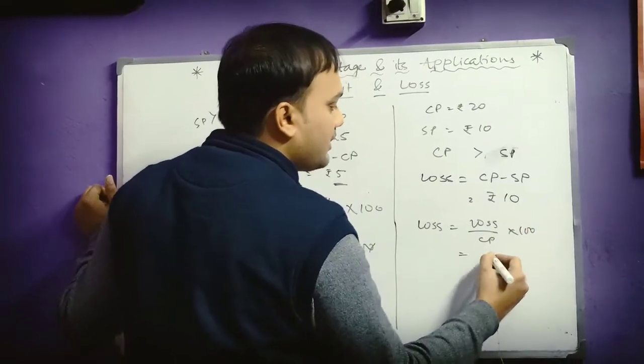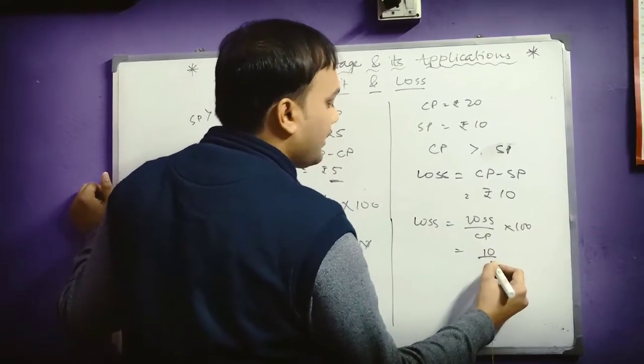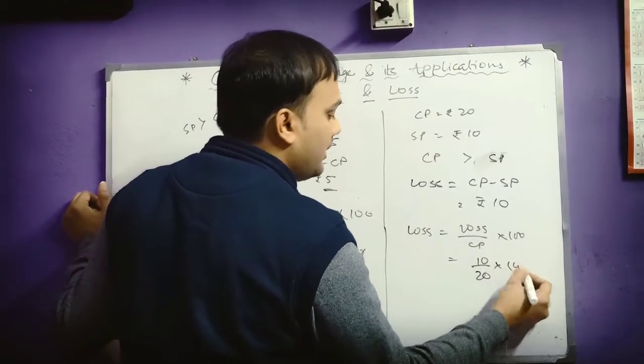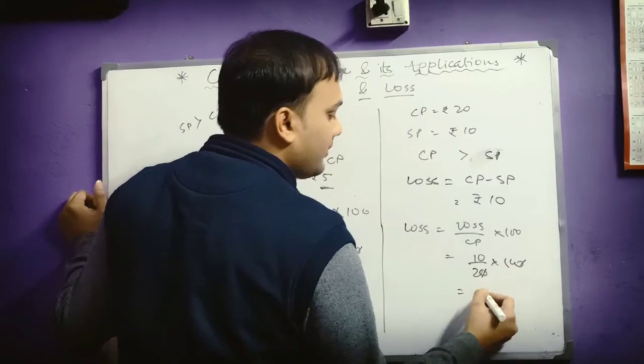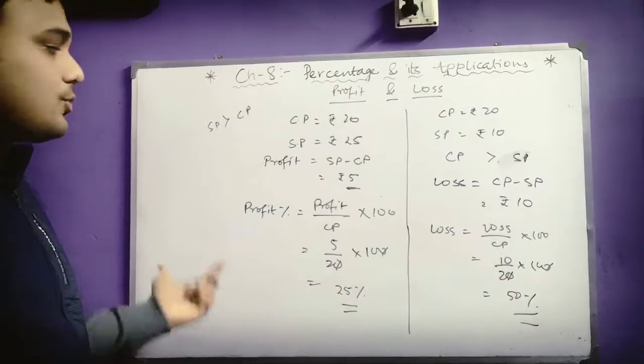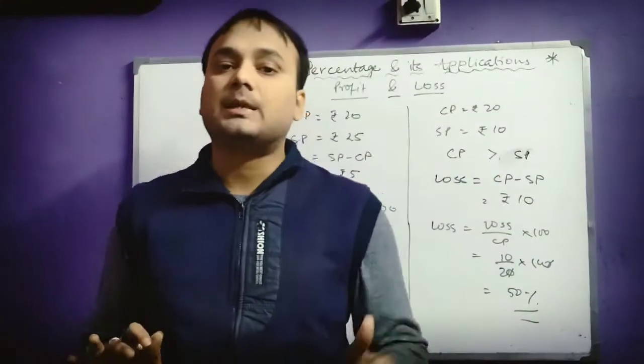And similarly, loss percentage will be equals to loss by CP into 100. So it will be equals to 10 by, okay, loss is 10 divided by how much? CP is 20, into 100. So this will give me 50% loss. So these two instances I have just shown you to make your basic concept very clear.